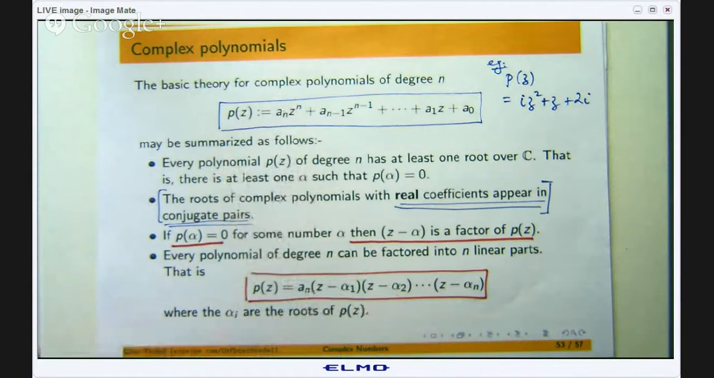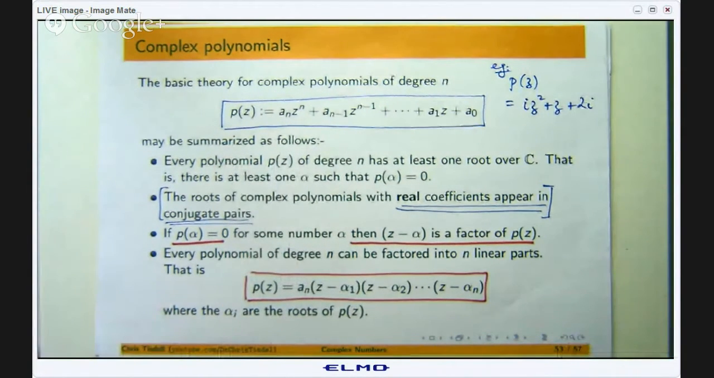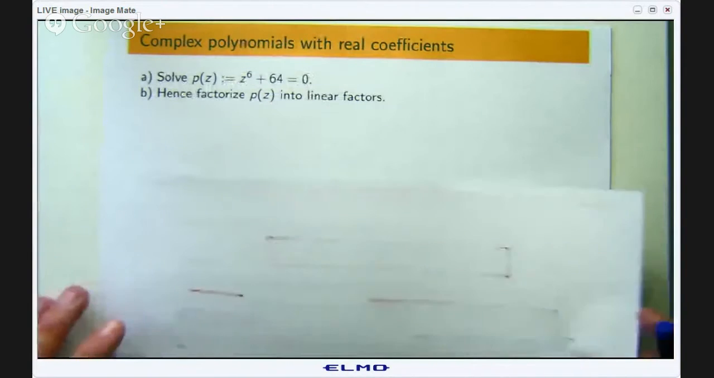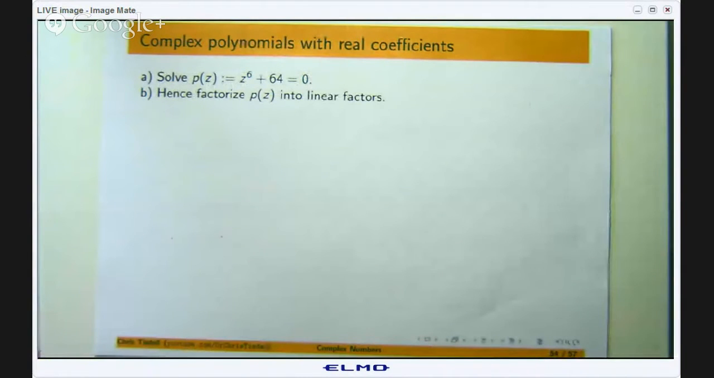All right, so there are 4 important points. I'm not going to prove them, but I'll show you how to apply the ideas via an example. Okay, so let's talk about the following example.